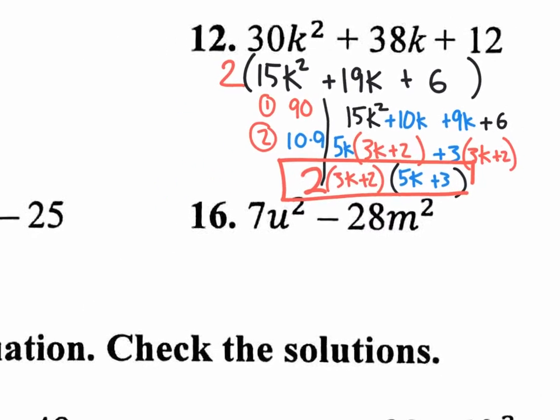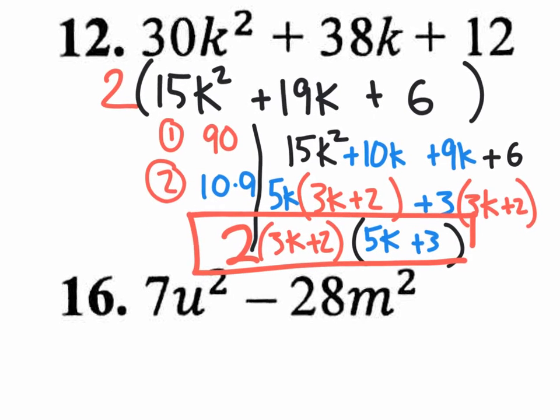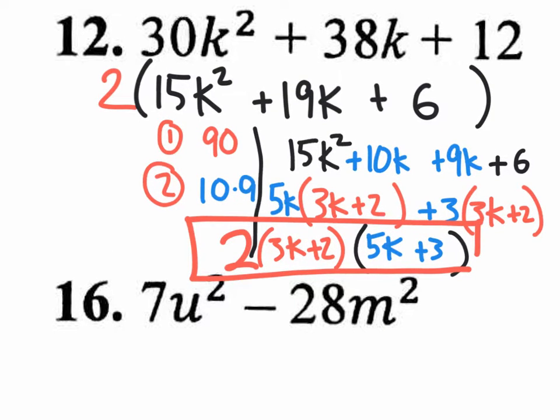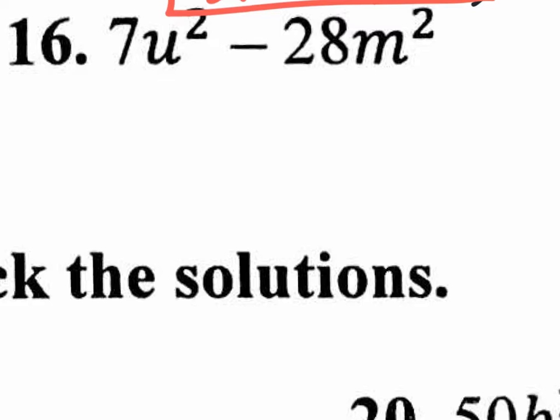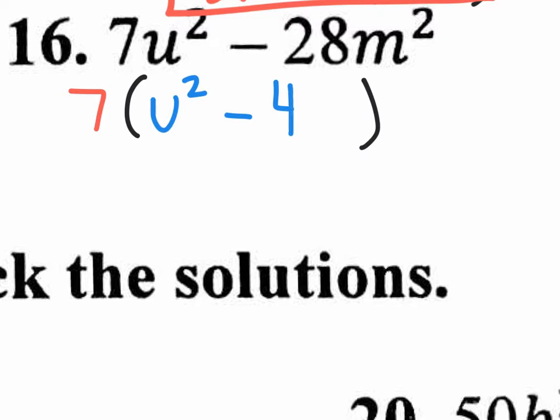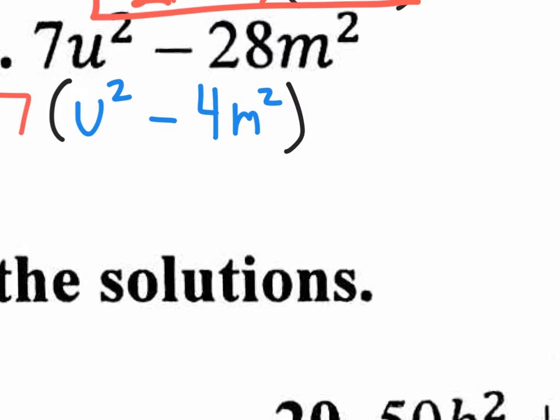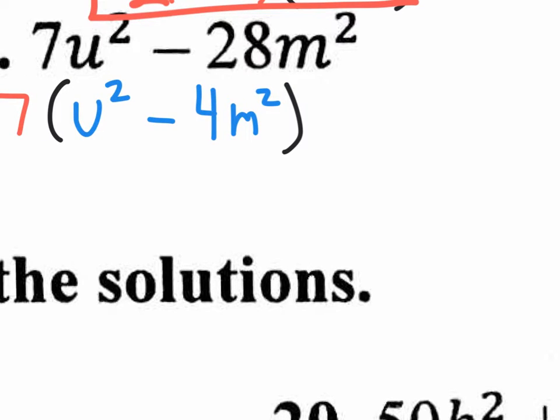If we take a look at number 16, we could pull out a GCF. What's a GCF? 7. What's left when I pull out a 7? U squared minus 4m squared. Now right here we should notice that if we ignore the 7, the GCF, and put it to the side, and just focus in on the inside of the parentheses, you have a perfect square term here, perfect square term there. It's a difference of 2 squares.